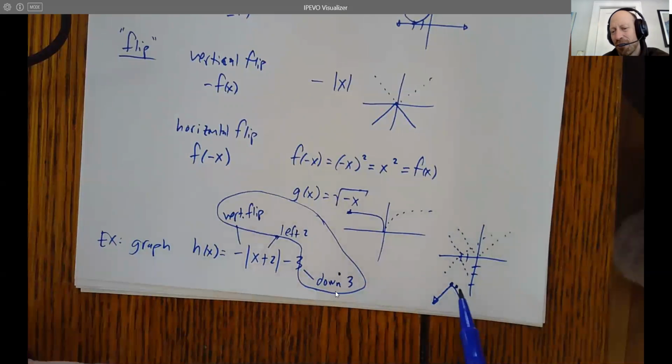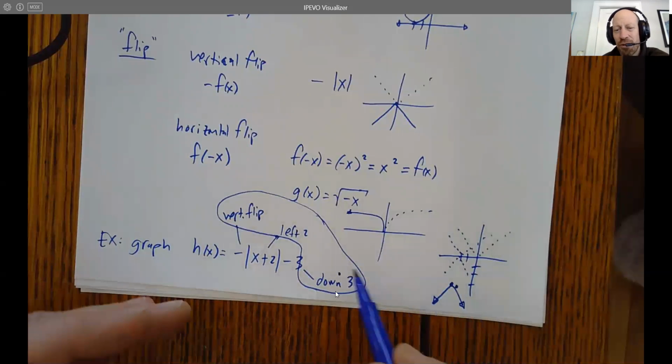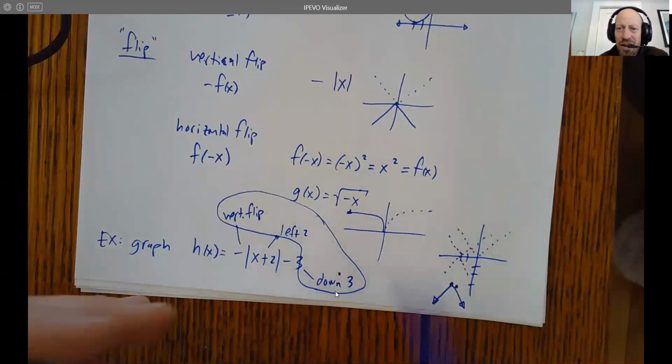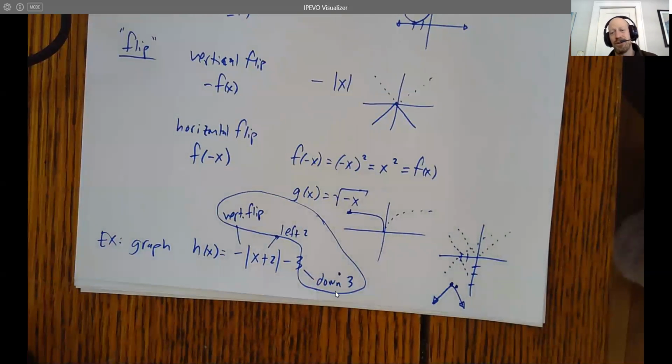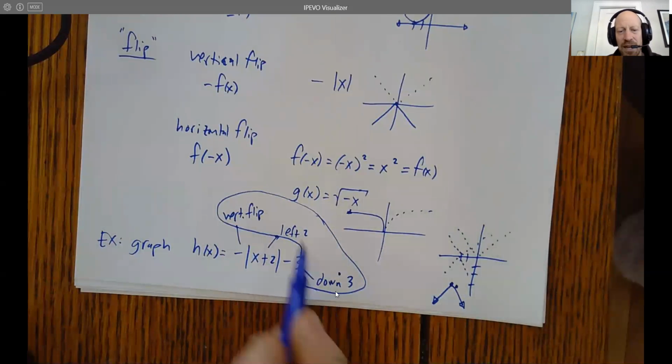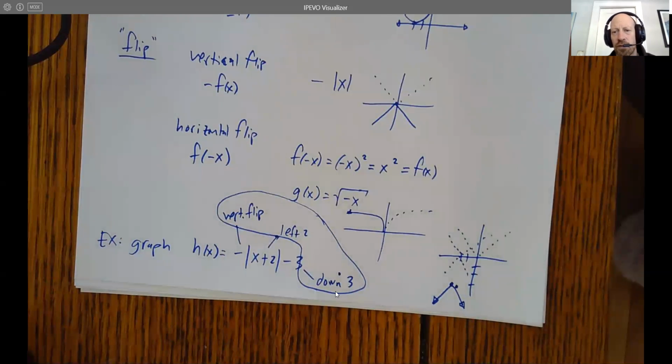But if your graph is kind of off of what it should be and you don't list what those changes are, then I don't know if you know what you're doing or if you don't know what you're doing, right? So make that a habit of just making a little note of what each of those transformations is doing to your original.